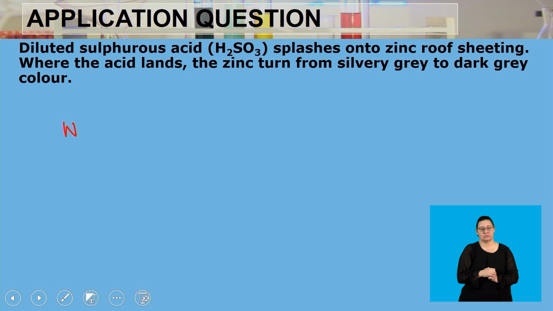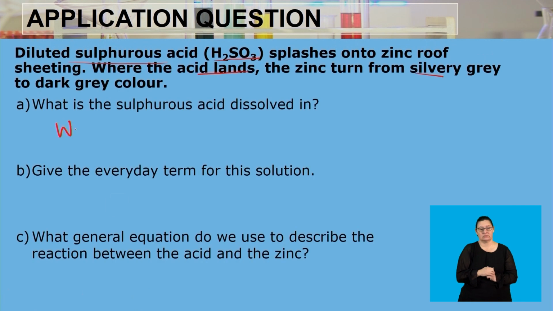Then question B says, give the everyday term for this solution. The solution that you're talking about here is acid rain. Because once that sulfurous acid lands onto the zinc, it lands in the form of rain, and then that rain is going to turn the zinc from silver to dark gray. So this is going to be your acid rain.